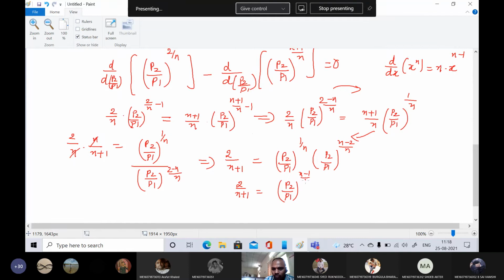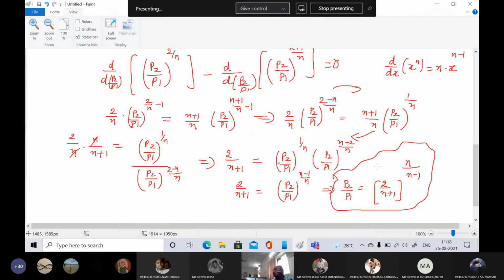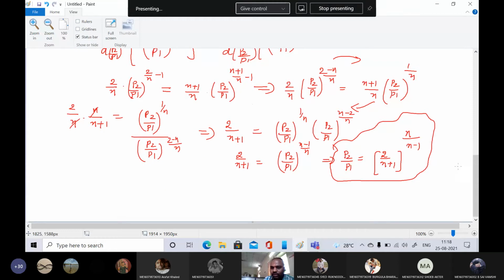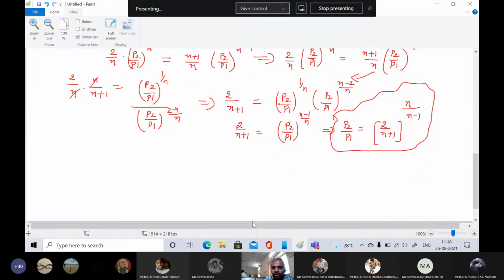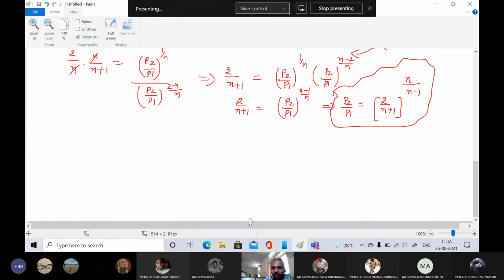Okay. So therefore, P2/P1 is equal to (2/(n+1))^(n/(n-1)). This is the condition for maximum discharge, and we can call this P2/P1 the critical pressure ratio, pressure at the outlet to the pressure at the inlet. Now, how to get the maximum discharge? Now we need to substitute this value in the discharge formula, right?